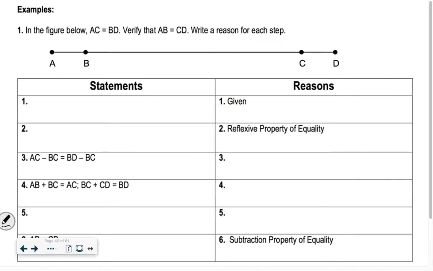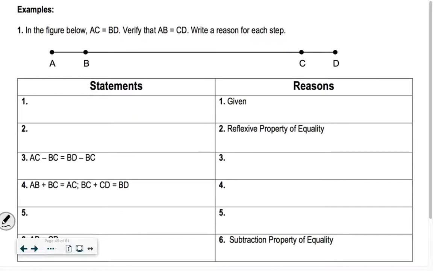All right, so it says in the figure below, AC is equal to BD. Verify that AB is equal to CD. Write a reason for each step. Okay, so we're going to do some proofs today, and they're going to be a little bit weird at first, so don't freak out if you don't know how to do these.